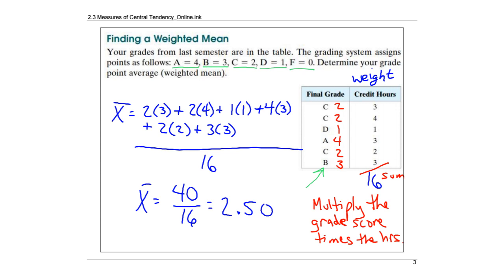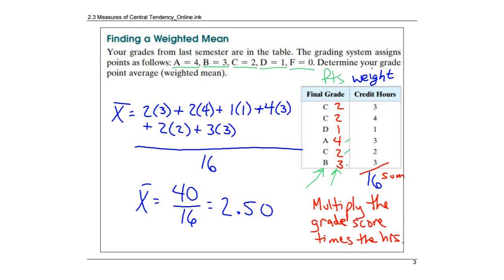Okay, and let's put the points next to them. So these are the points. Right, so a C gets 2 points, so I put 2 next to the C's. A D gets 1 point, an A gets 4 points, C gets 2 points, and a B gets 3 points. So all I'm doing is changing the letters into points.